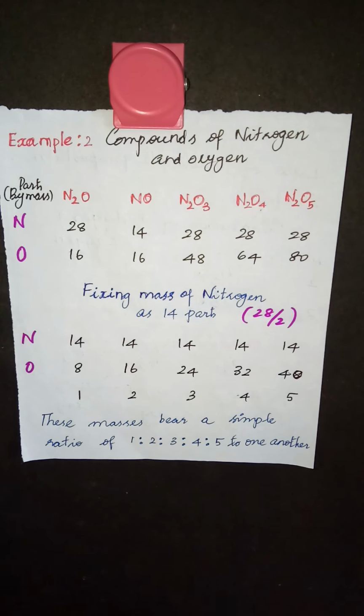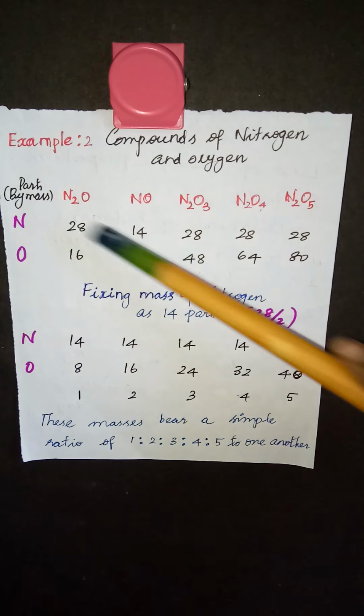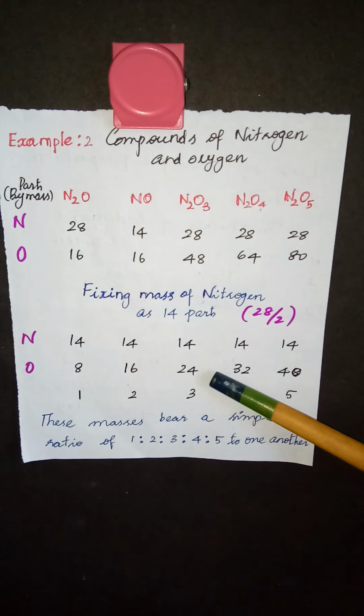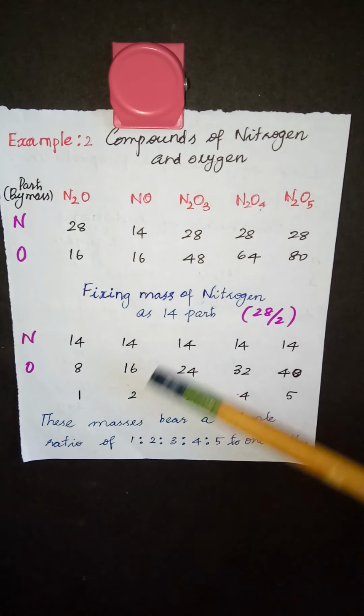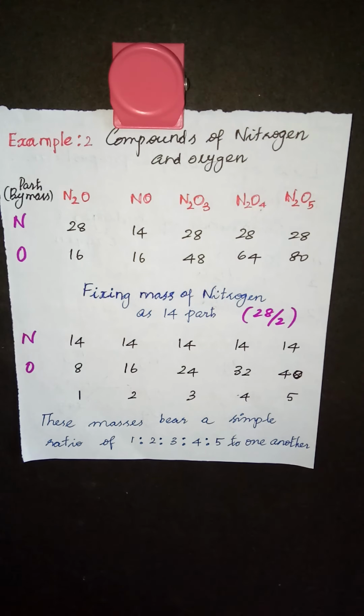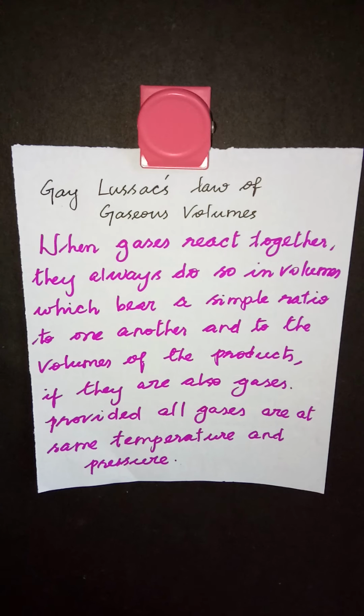If two elements can combine to form more than one compound, the mass of one element combining with the fixed mass of the other element are in the ratio of small whole numbers. This is the law of multiple proportions. So the last law that we are going to see here is Gay-Lussac's law of gaseous volumes. This is just like the law of multiple proportions. Here we are going to talk about gases.